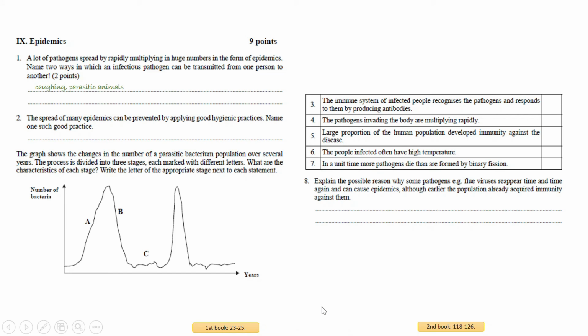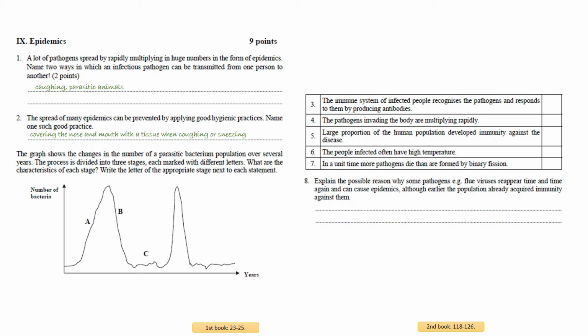The spread of many epidemics can be prevented by applying good hygienic practices. Name 1 such good practice. A wide variety of answers can be given to this task as well. I just write here, cover your nose and mouth with a tissue when you are coughing or sneezing, but you can also mention wash your hands before you eat or protect yourself against pathogens. These kinds of things can be mentioned.